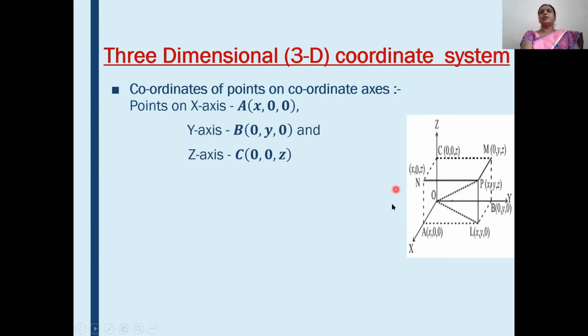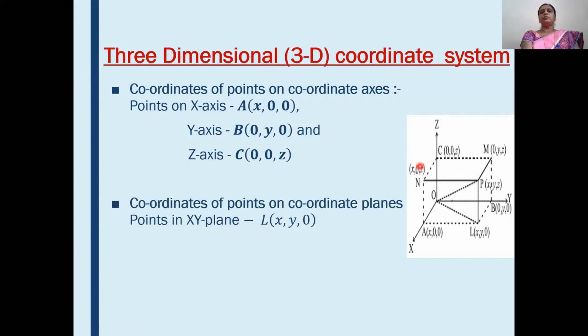As we have considered in the two-dimensional system, if a point is on the x-axis, its y coordinate is 0, and if a point is on the y-axis, its x coordinate is 0. Similarly, here, if point A is on the x-axis, its y and z coordinates will be 0. If point B lies on the y-axis, its x and z coordinates will be 0. And if point C lies on the z-axis, its x and y coordinates will be 0. Now, coordinates of a point on coordinate planes: if a point lies in the plane, what will be its coordinates?